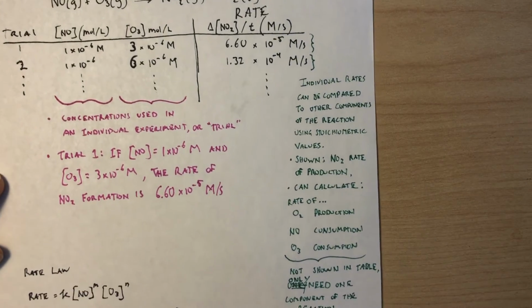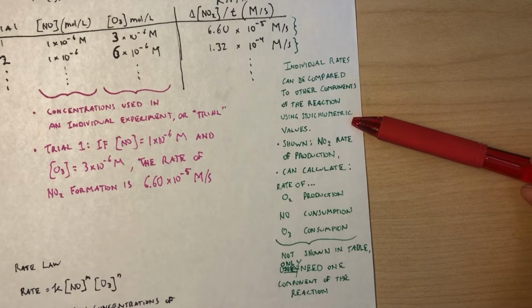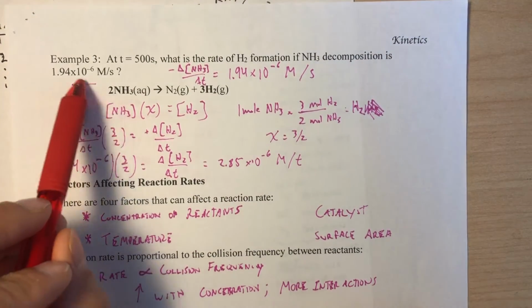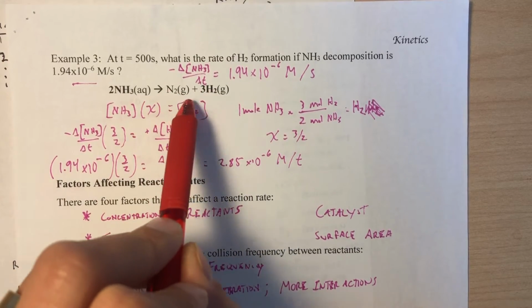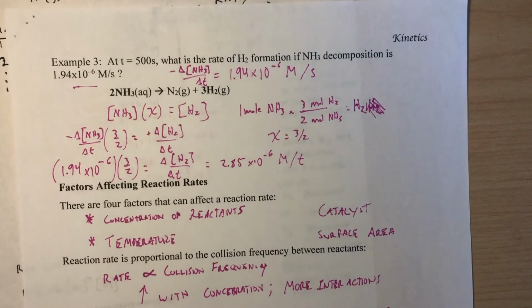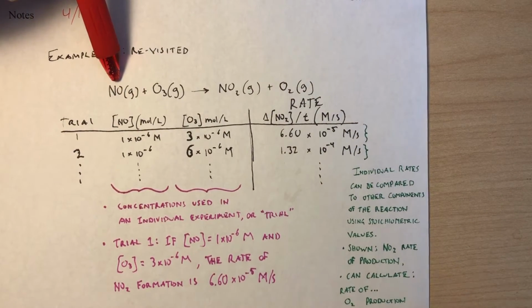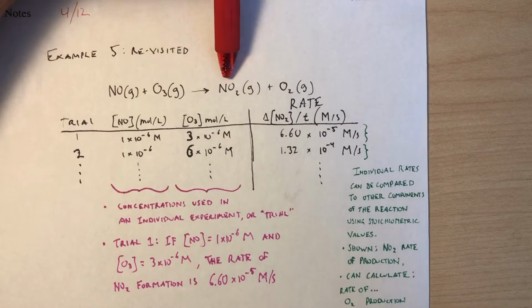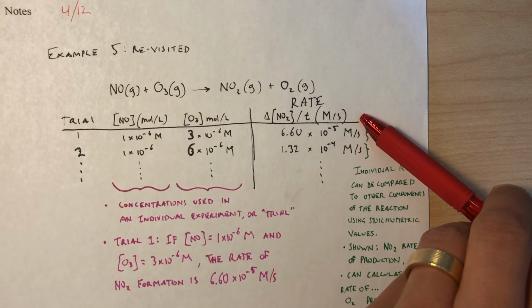Now, when we look at the rates, individual rates can be compared to other components of the reaction using the stoichiometric ratios. This is what we did in the previous class in example 3. Once you know one of the reaction rates, you can then use stoichiometric ratios to calculate the reaction rates of the different components. For simplicity, only one of the reaction components is monitored. We could monitor the decomposition of NO over time, the depletion of ozone over time, the formation of NO2, or the formation of O2. What's shown in this table is just one of the four components, the reaction rate of NO2 formation over time as our reaction goes forward.